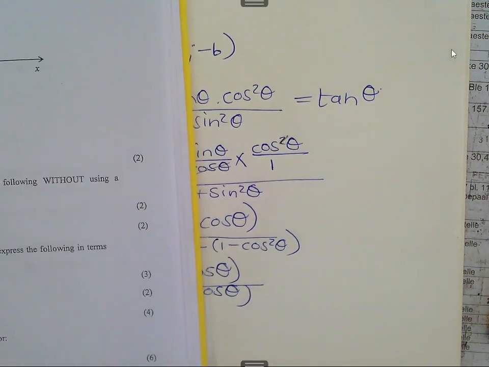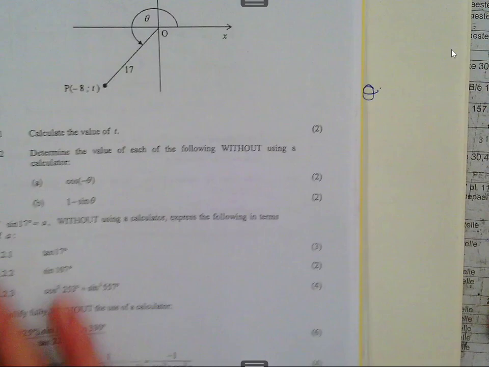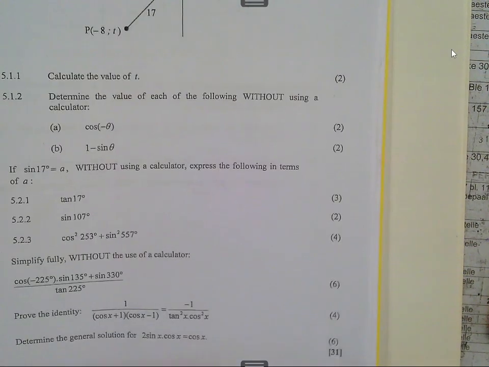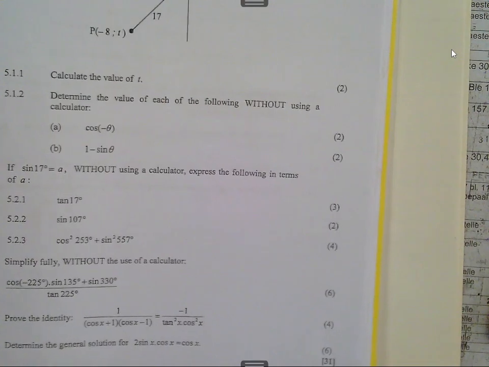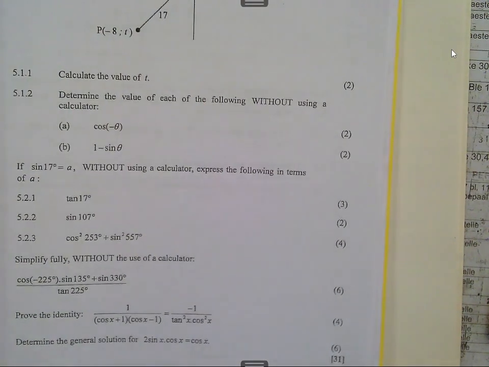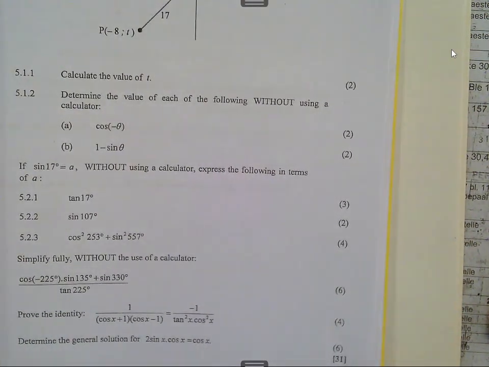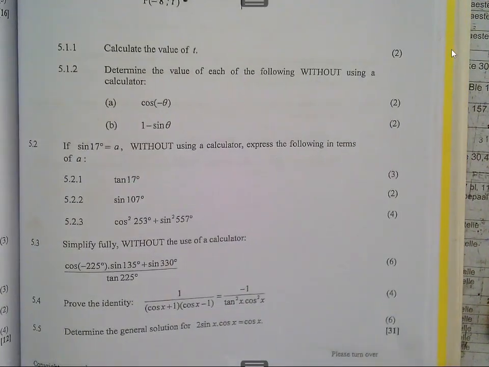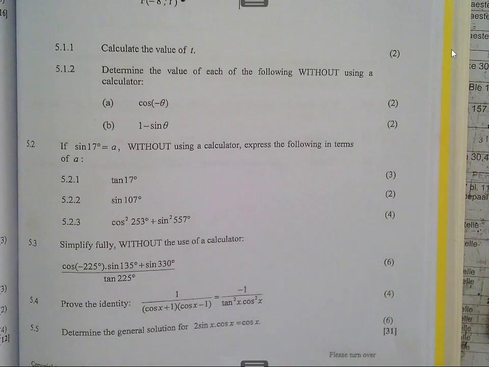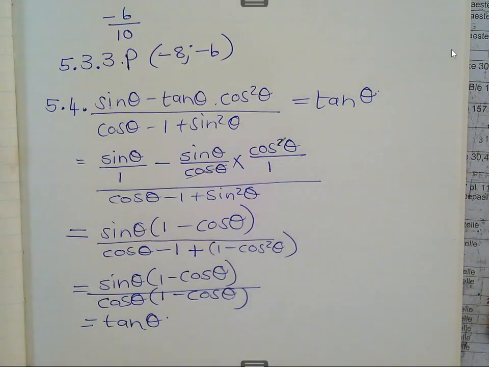It will be 2016, question 5, from 5.1 up until 5.4. 5.1 up to 5.4. You cannot do 5.5, it's general solution. Sorry. 2016, homework.